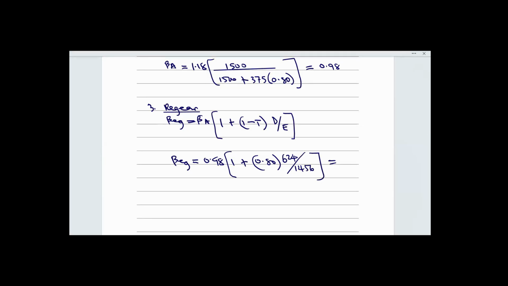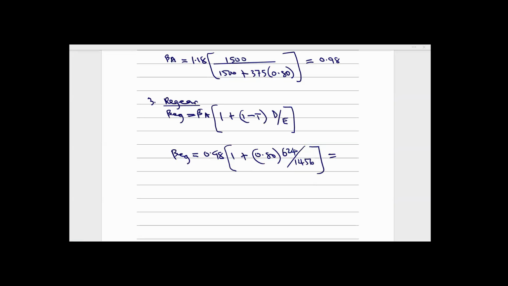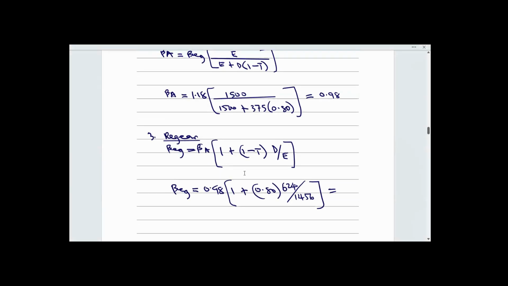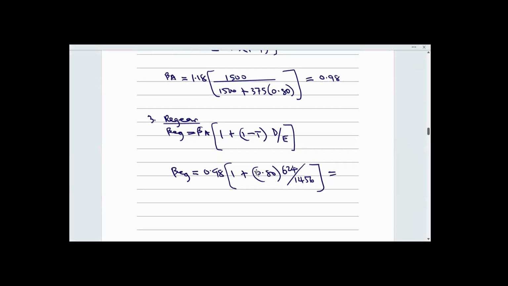So the final answer is going to be 624 divided by 1456 equal. Then whatever you have in your calculator, multiply by 0.8 equal, plus 1 equal, multiply by 0.98. That's 1.32. Here is 1.32.